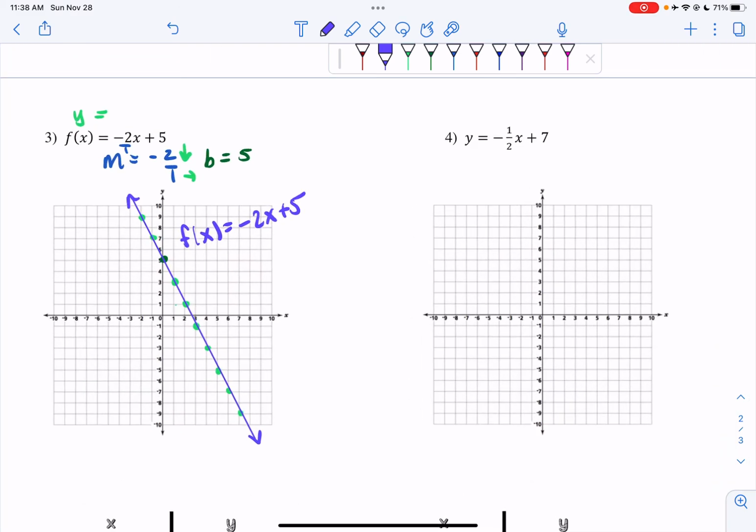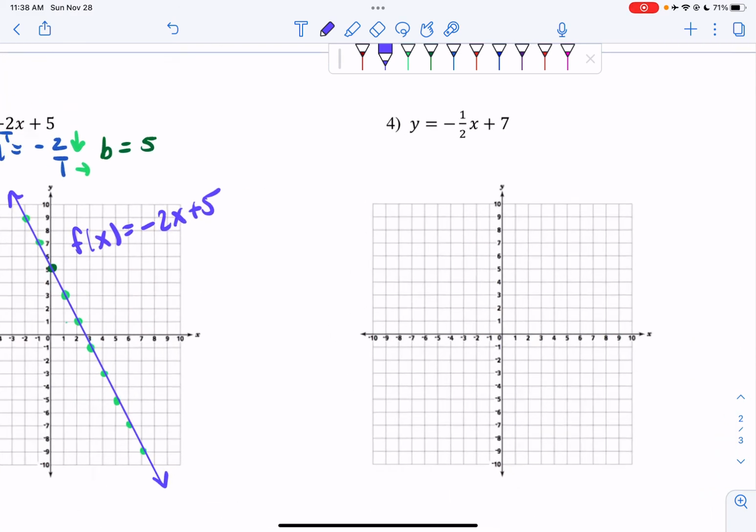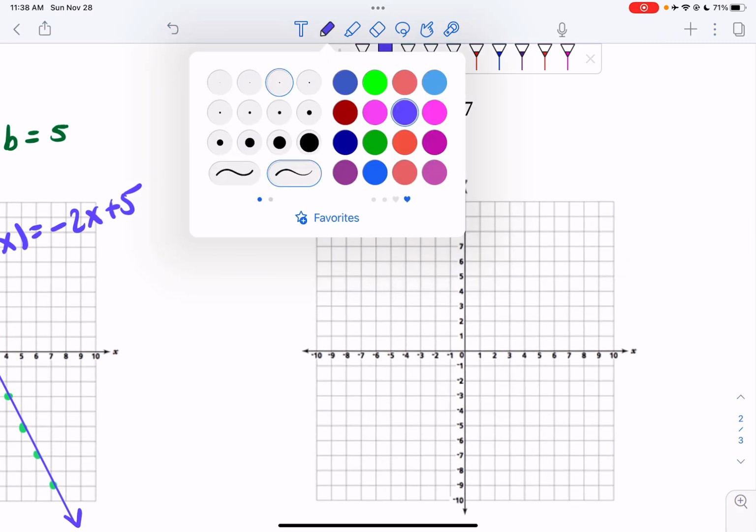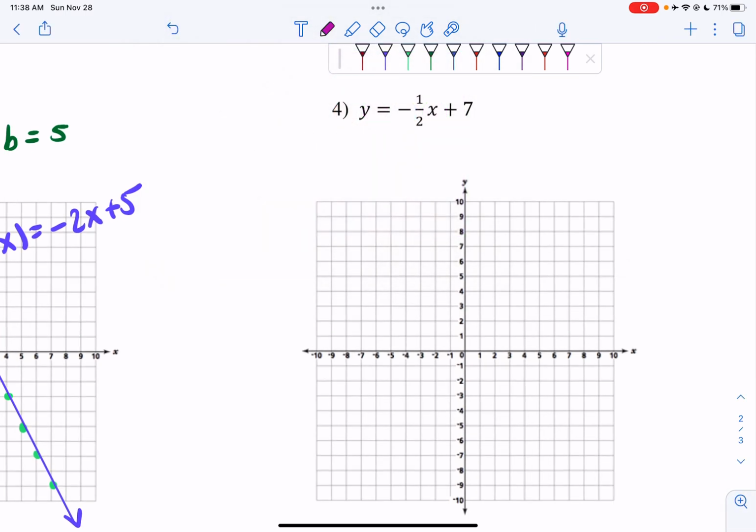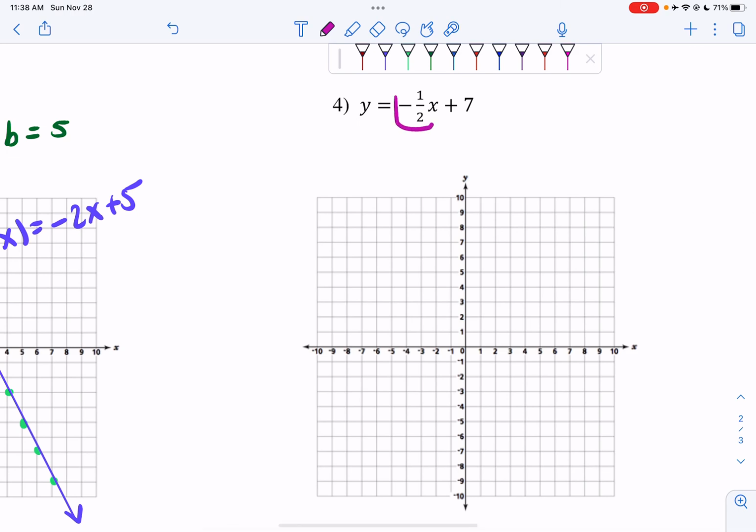Now, number 4, y equals negative 1/2 x plus 7. If I look at this function, or equation, my slope is negative 1/2. So I'm going to go down 1, right 2, and my y-intercept is 7. So I'm going to plot a point right here. So I'm going to go down 1, right 2, down 1, right 2, down 1, right 2, and then down 1, right 2.